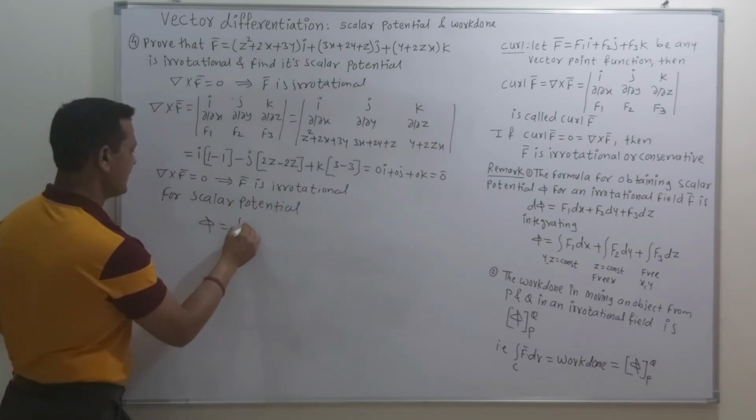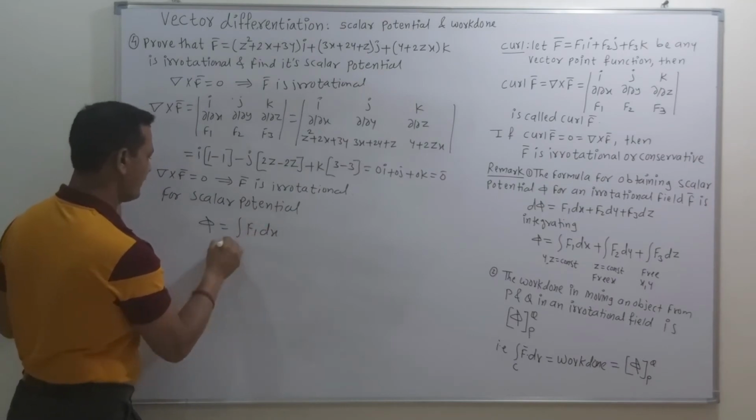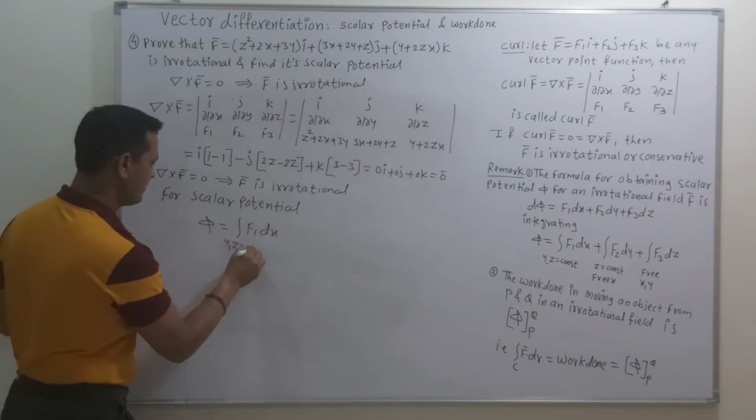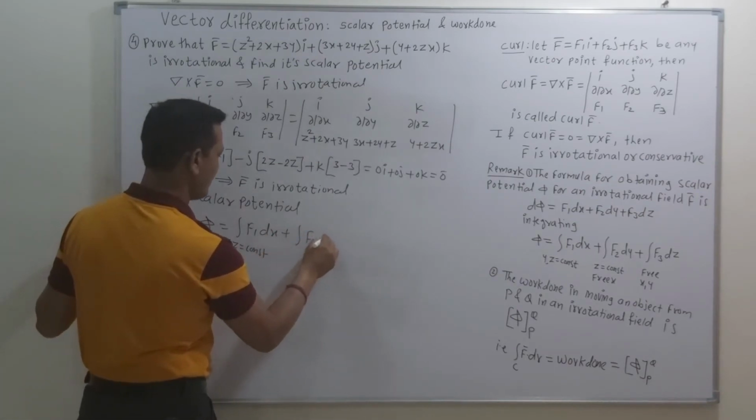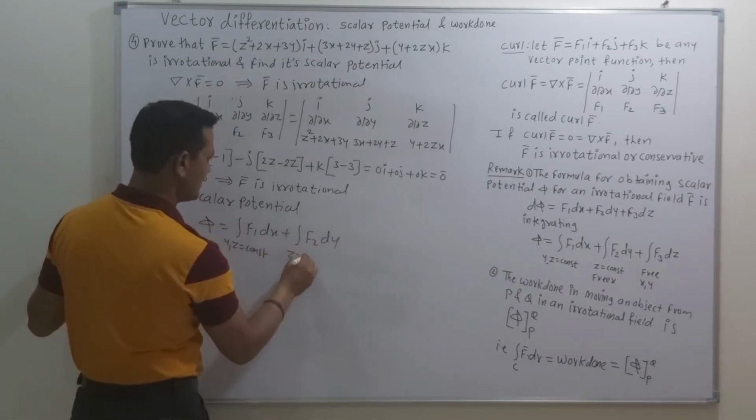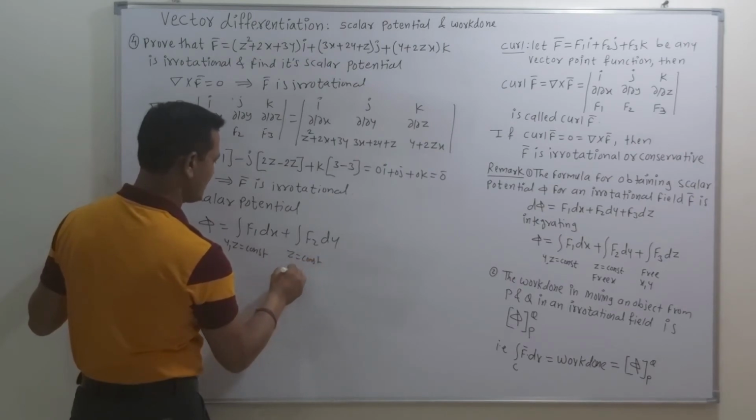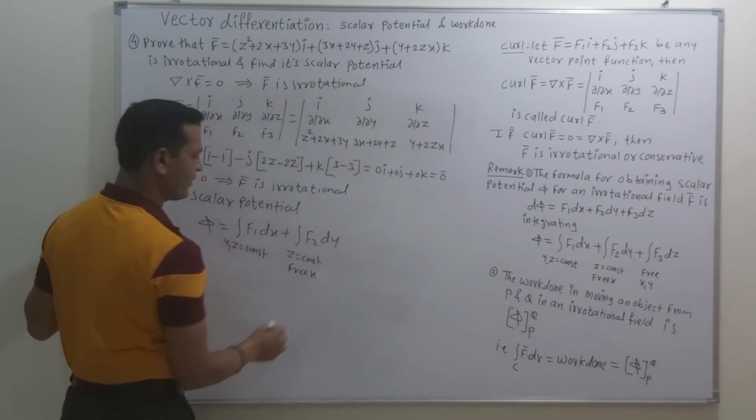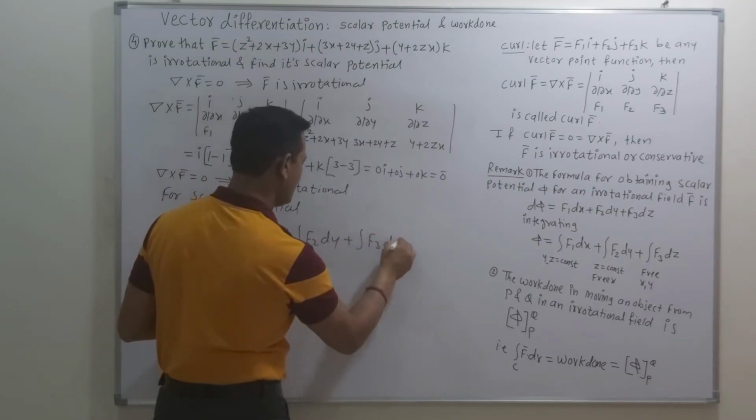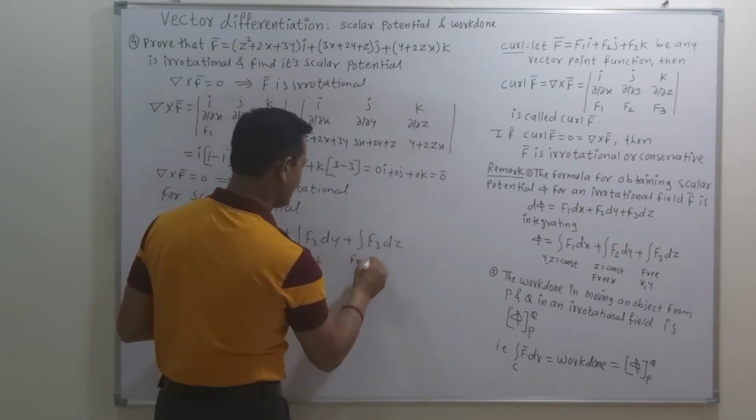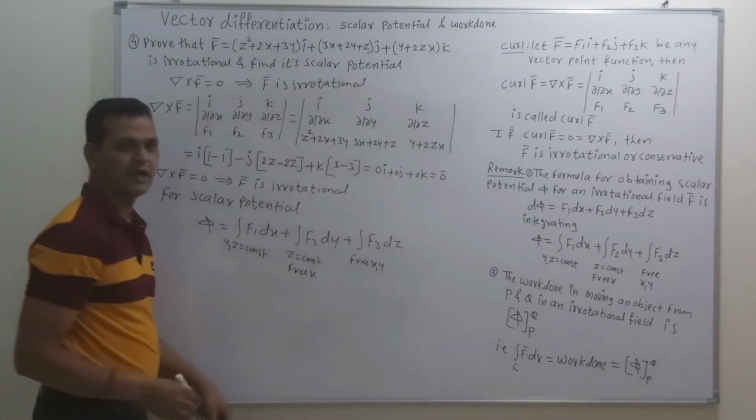the formula is phi is equal to integration of f1 dx. In the first integration, y and z are constant. Plus integration of f2 dy, where z is constant and the terms are free from x. Plus integration of f3 dz. Again here, the terms are free from x and y.